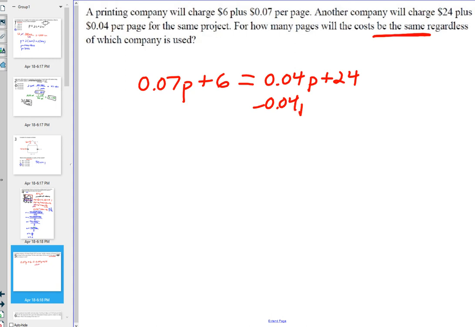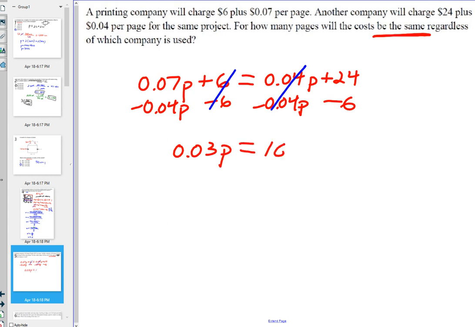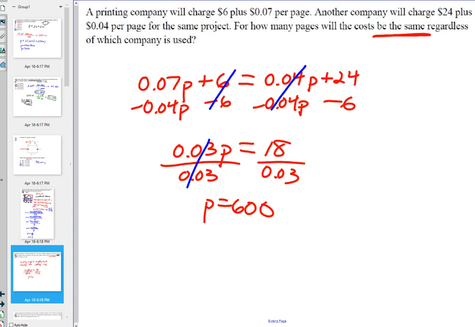Let's just put the p's on one side and the constants on the other. Minus 6. So we get 0.03p is equal to 18. Divide by 0.03. That I could actually do in my head. Is that going to be 660? 600. So p is equal to 600. It would be 600 pages.